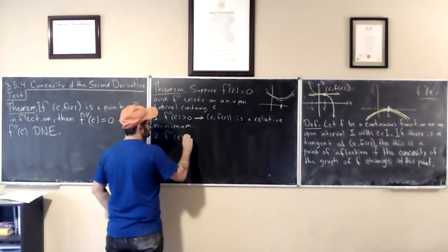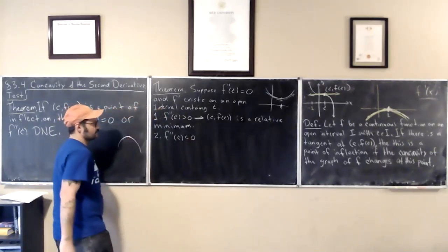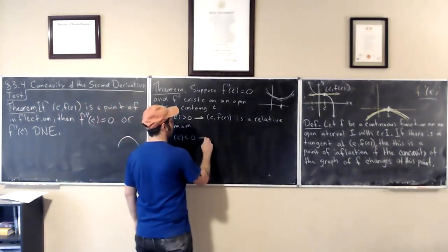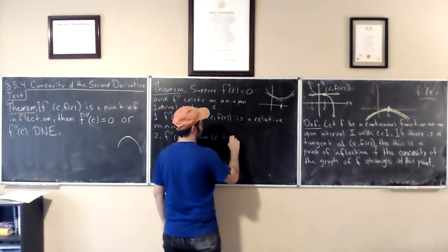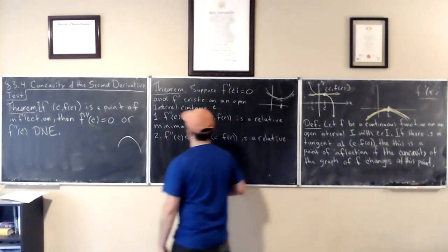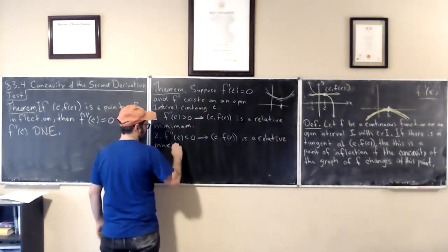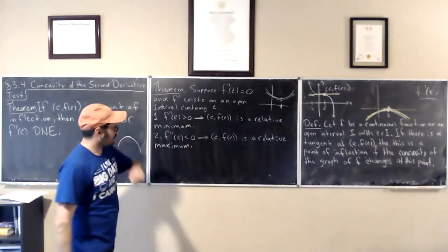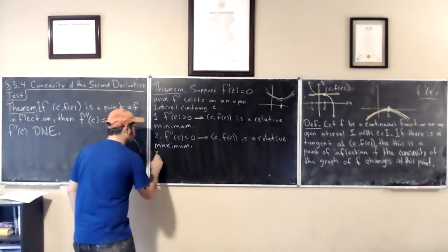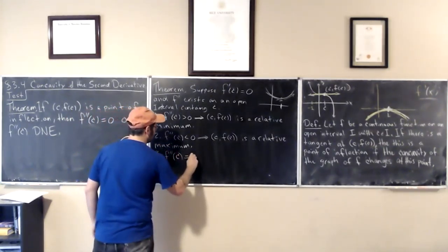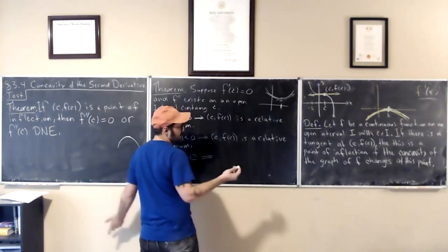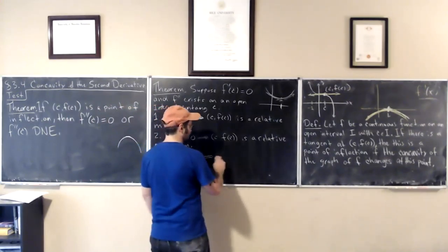If f double prime of c is less than 0, it might not look that concave down, but you get the idea, then we're at a relative maximum. So these are two ways to determine if we're at relative max or min that are different from the techniques we learned last time. However, if this is equal to 0, then we don't know whether it's relative max or min, and we have to revert back to the first derivative.